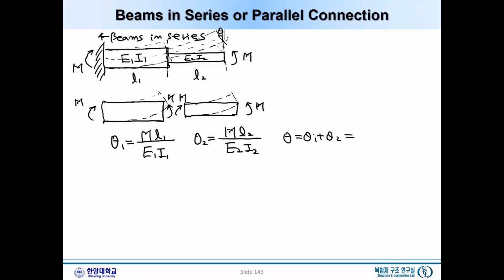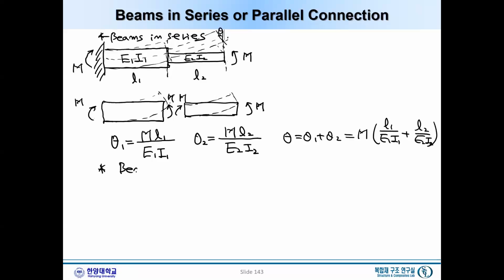So if we add them, the moment will be the same, which we already know from the equilibrium, and L1 over E1 I1 plus L2 over E2 I2. So from this, we can find this moment and theta relation. Okay, this is the two beams in series.